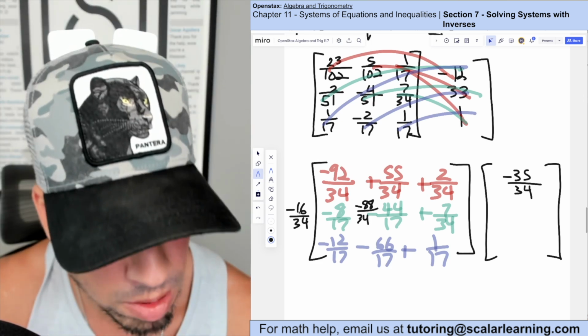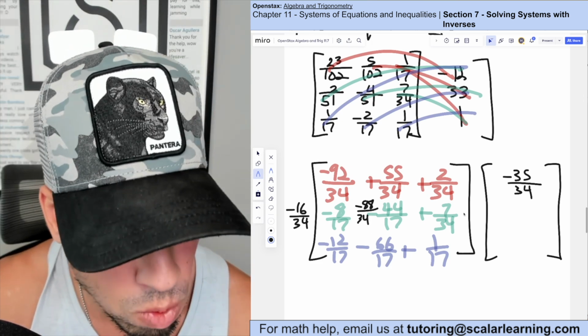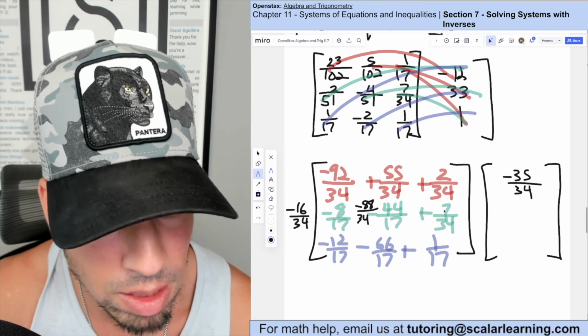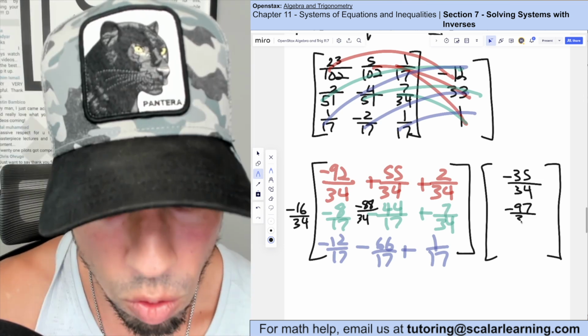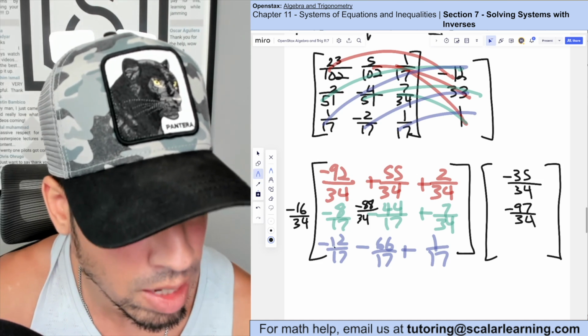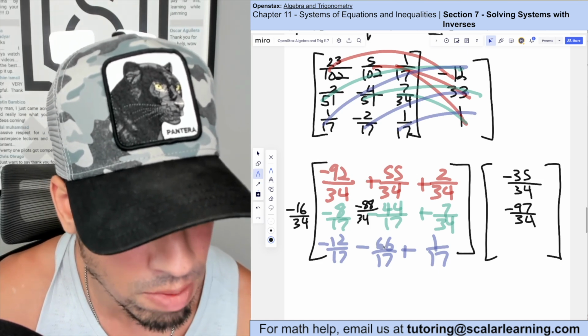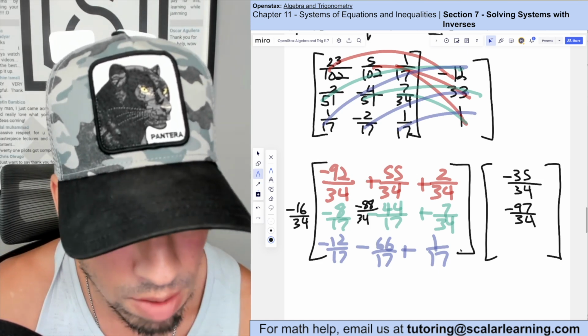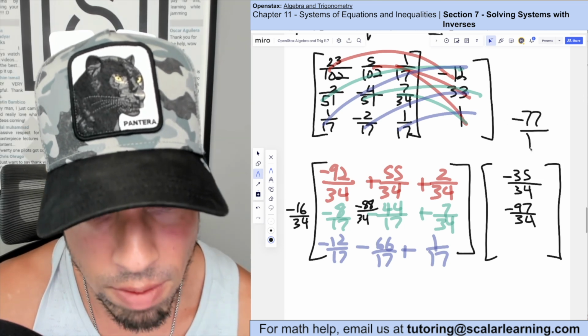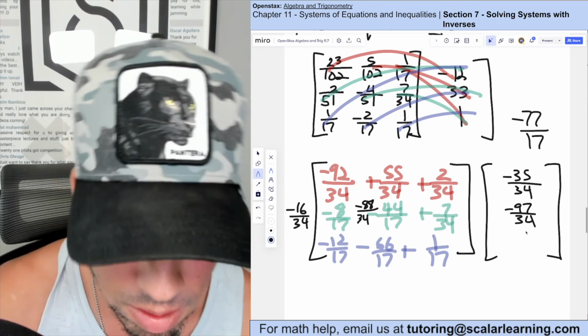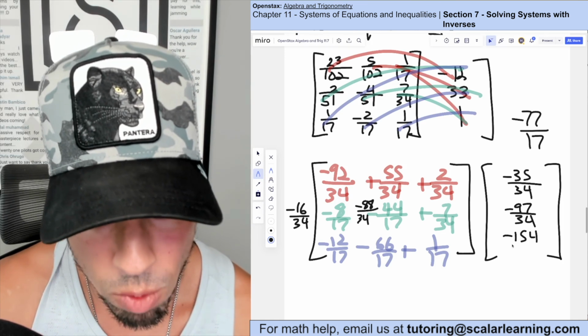So negative 88 plus negative 16 is negative 104. Plus 7 is negative 97 over 34. Last but not least, negative 12 minus 66 is negative 78. Plus 1 is negative 77 over 17. I'm going to double it and make it negative 154 over 34.